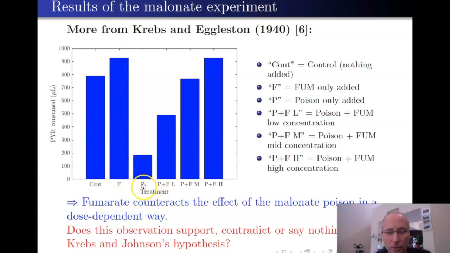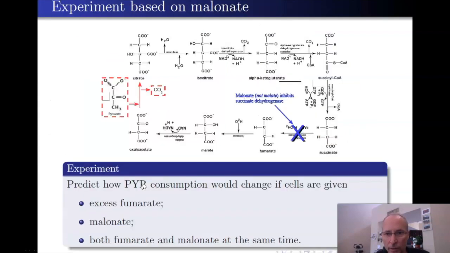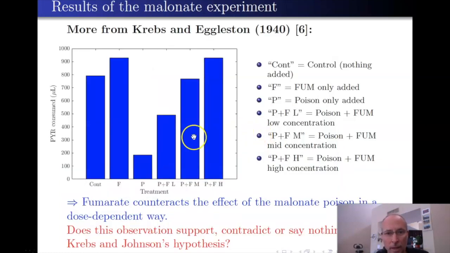That's the poison. That's what the P stands for. Well, we expected that to go down, eventually stop, because the fumarate eventually runs out, and it can't make any more because I'm blocking fumarate production from succinate. And this is now the pyruvate consumption. It is way smaller than the others.